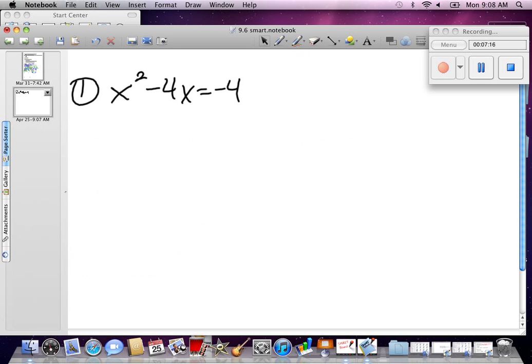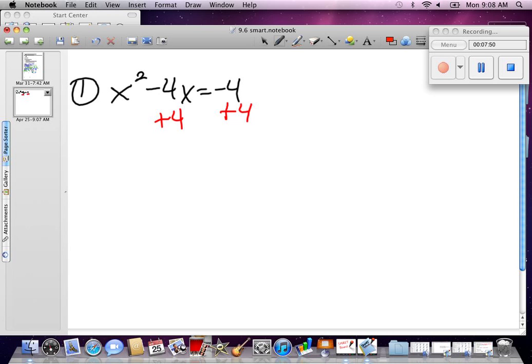Alright, we're kind of going to go around the room here. Starting over here with Terrence. What is my first step according to this paper? Okay, we have to get it in standard form. How do I do that? Terrence. I have to get rid of the negative 4. How do I get rid of the negative 4? Because it should be 0 on that side. I'm sorry? Add 4. We do the opposite.